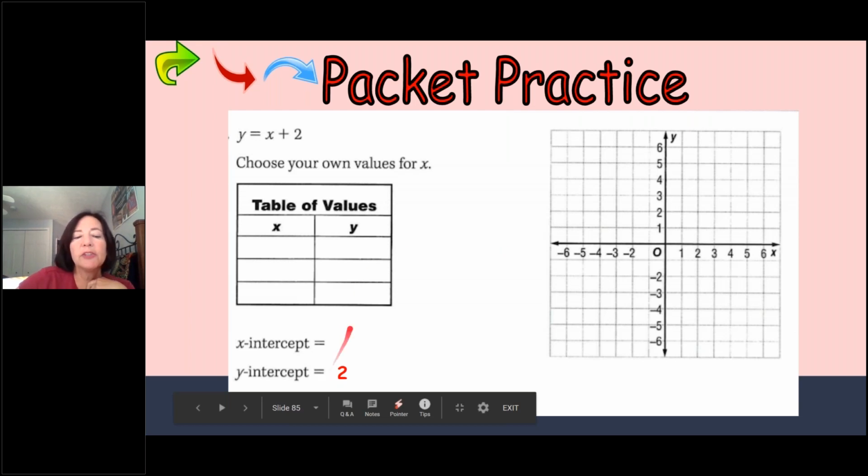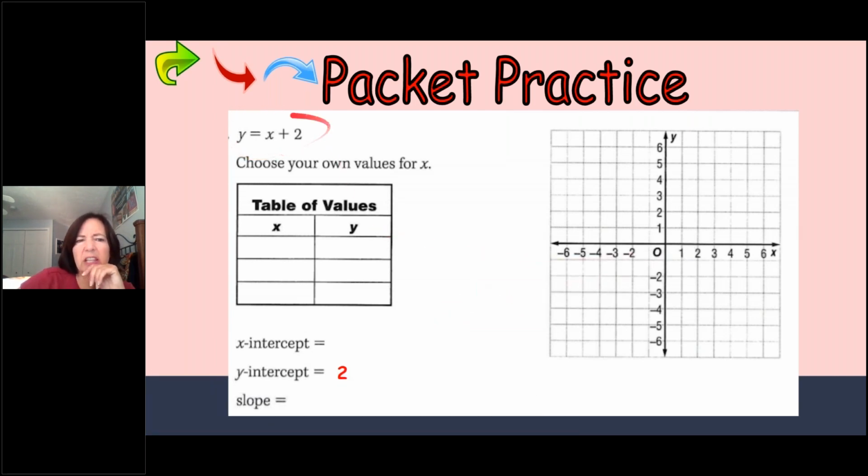There we go. Y-intercept is 2 because it's the number that's added on. The slope, what's the slope of this one? When I did practice problems in my earlier videos, we did several of these, but what is the slope here? Because it's supposed to be the number in front of x, and there's not a number in front of x. So what number do we understand is in front of x, or multiplied by x? That would be 1.